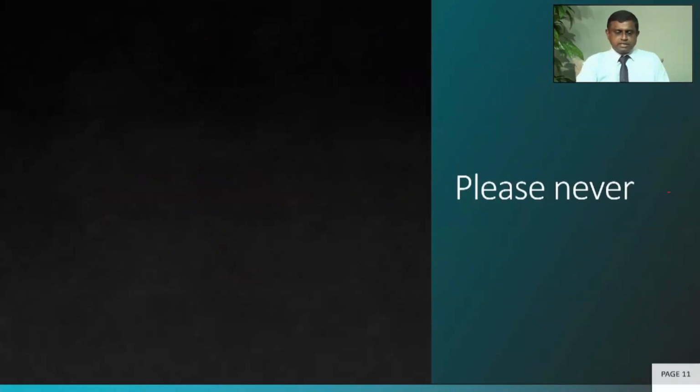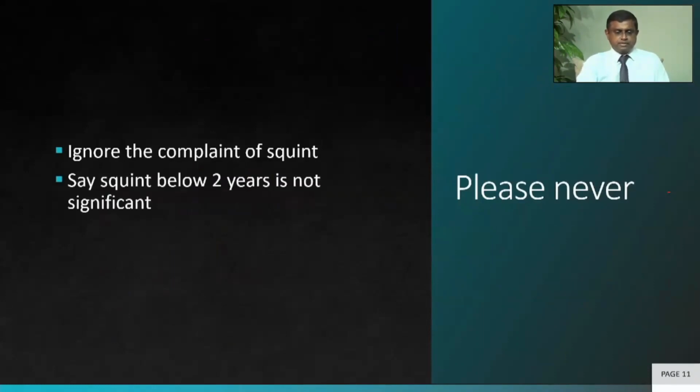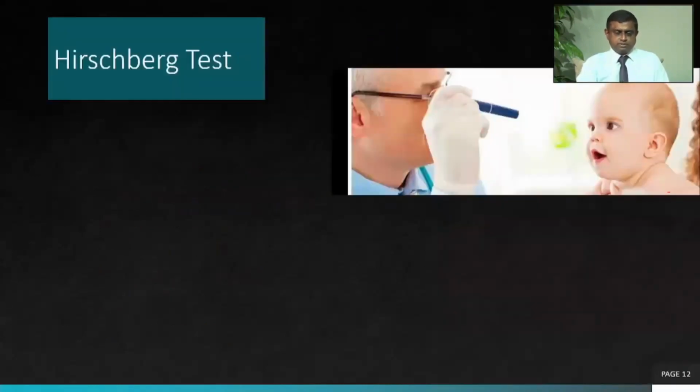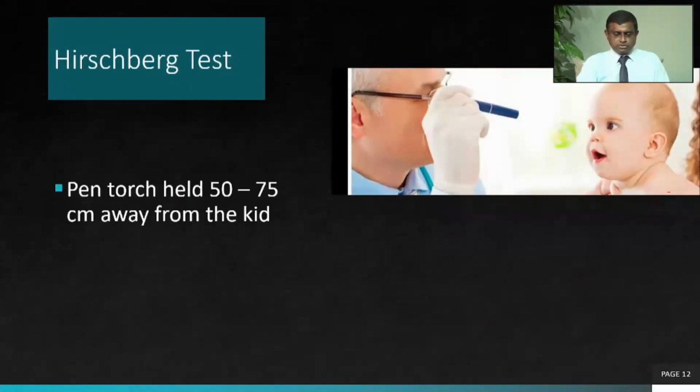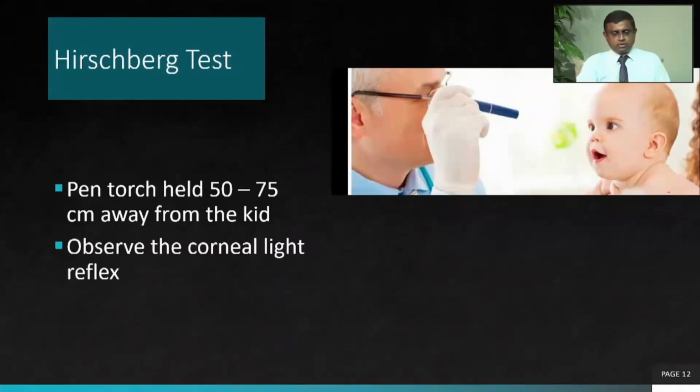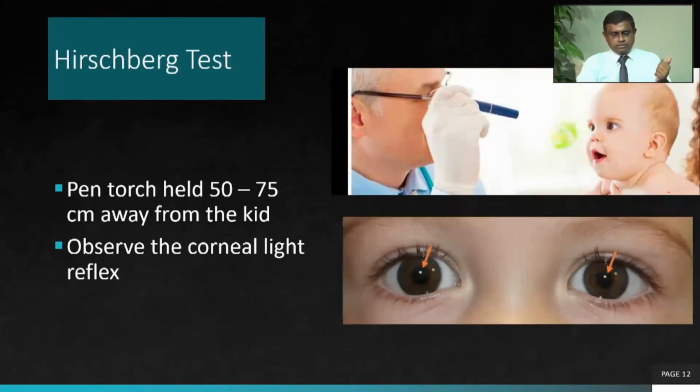So when there is a complaint of a squint in a child, please never ignore the complaint and say things like it will go away after 2 years, because that is not a scientific statement. So the Hirschberg test is very simple. You just need a pen torch. Please hold it 50 to 75 centimeters away from the child. You can ask the kid to look at the torch or look at a far away target, and observe the light reflex coming from the cornea. So it should be central like this.